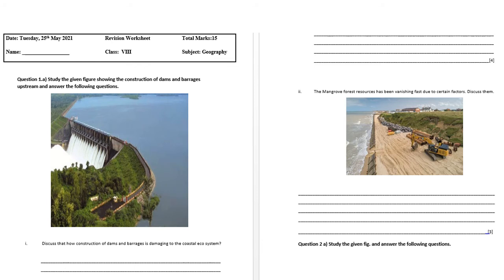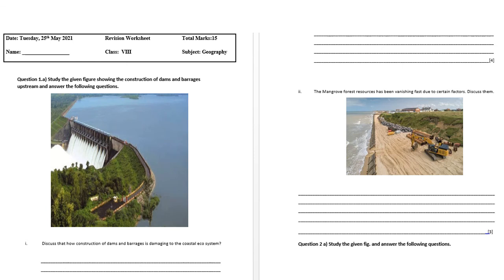Students, now it is time to see the worksheet, and our today's worksheet is about conservation and sustainable development of mangrove forests. Question number one is: study the given figure showing the construction of dams and barrages upstream, and discuss how construction of these dams and barrages is damaging to the coastal ecosystem. You will answer this question with reference to the video lesson which we have discussed, that construction of dams and barrages is causing less supply of silt downstream in the Arabian Sea.